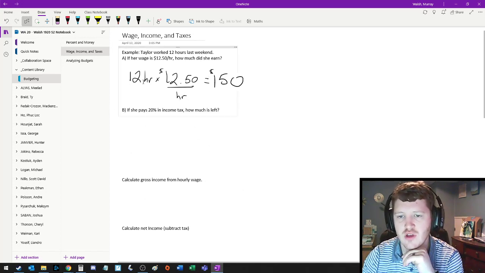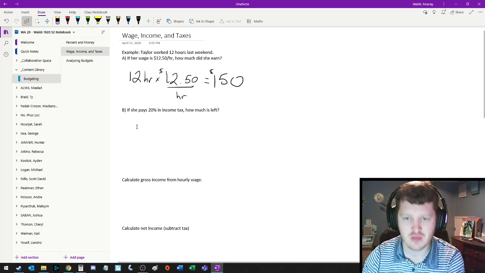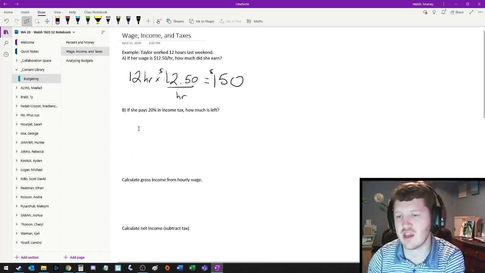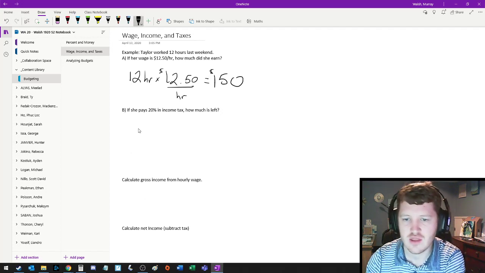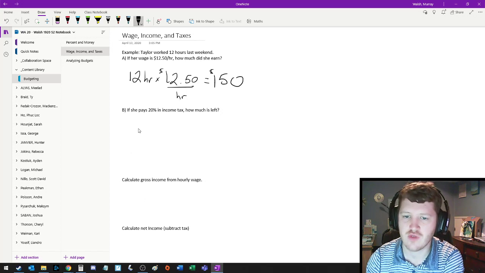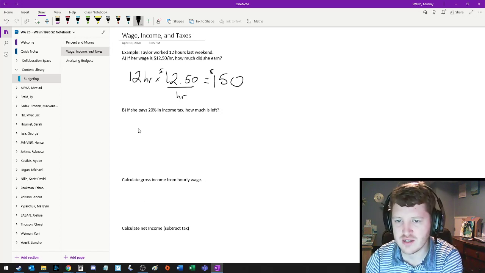However, as we know in this country, we don't get to keep all of that money once we get a job. Sometimes it's a surprise, but we pay income tax in Canada in most places. So some of that money is taken away before we ever see it. In this simplified example, we're going to say income tax is 20%. If she owes 20% in taxes, how much is left?